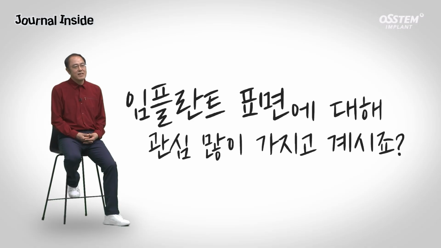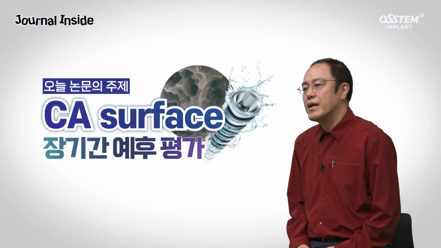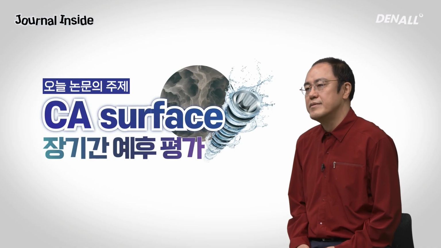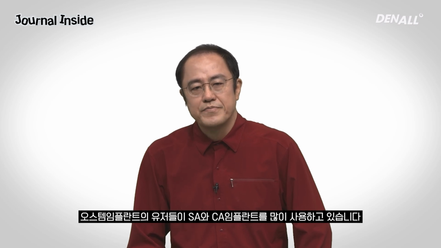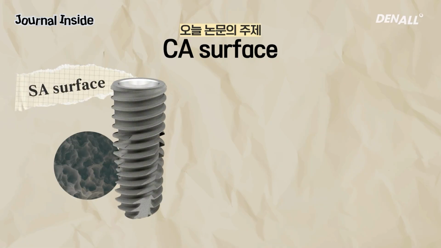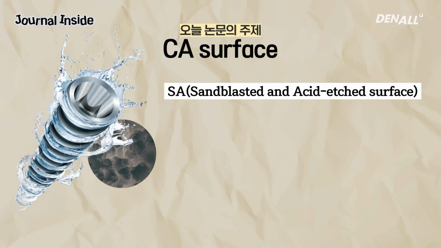I believe that many of you must be interested in implant surface. Which surface do you prefer to use? Today, I am going to share a paper that examined OSSTEM implant surface, especially CA surface. Many of OSSTEM implant customers are using SA and CA surface implants. CA surface is an advanced form from the SA surface, with improved hydrophilicity and is provided submerged in CaCl2 solution.